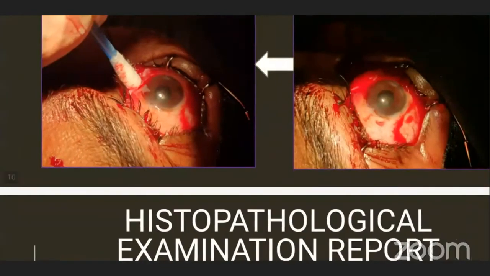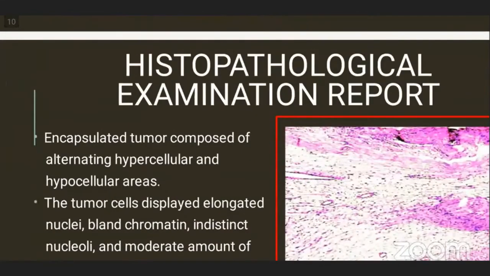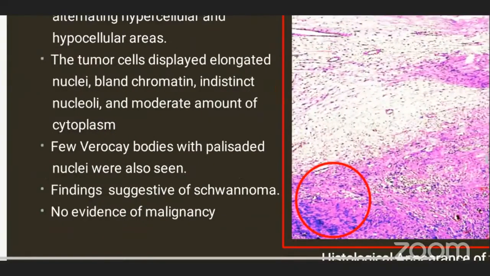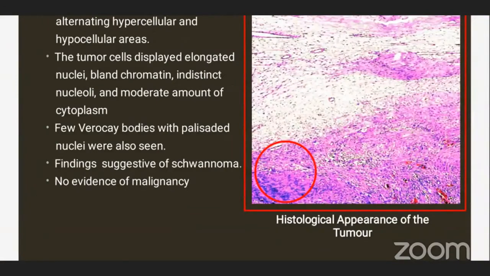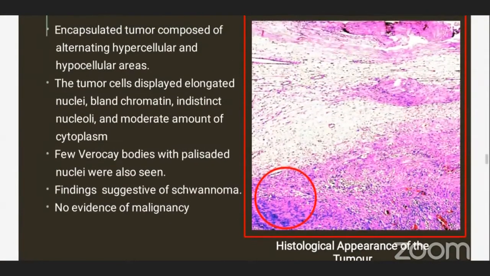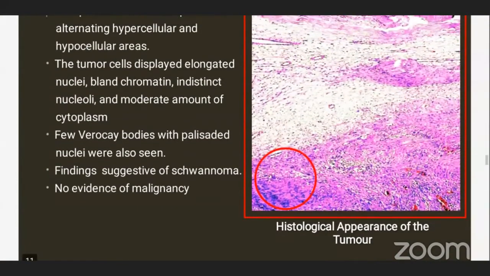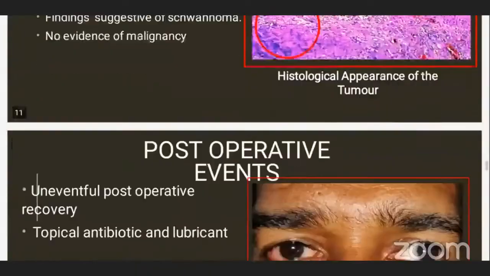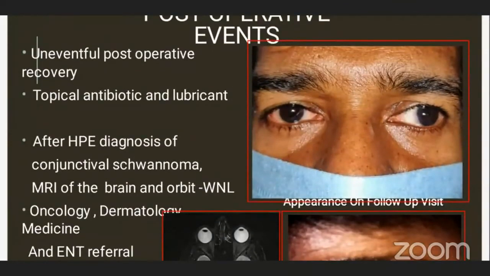Now the surprise came when the patient revisited us with the histopathological report, which showed a tumor of neural origin, and histological features suggestive of schwannoma, with no evidence of any malignancy. This is the histopathological explanation. The postoperative period was uneventful. The patient was put on topical antibiotic and lubricant.